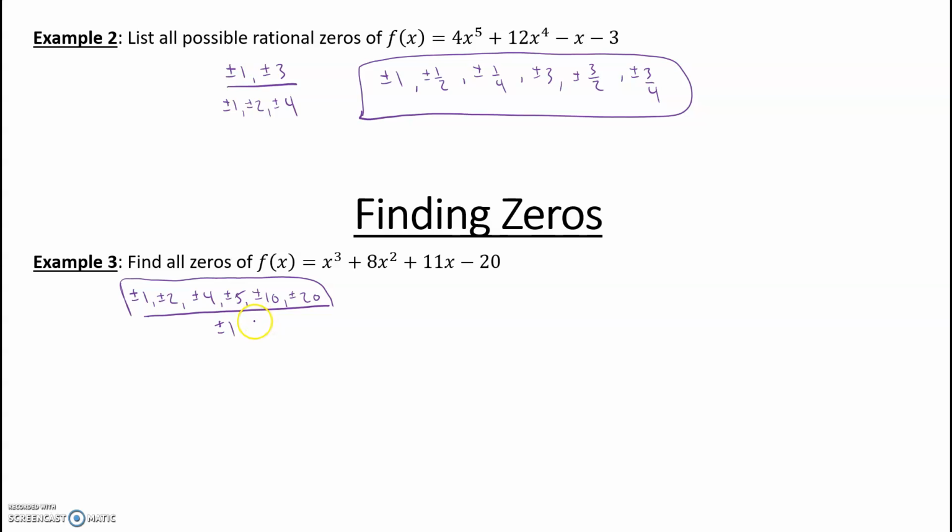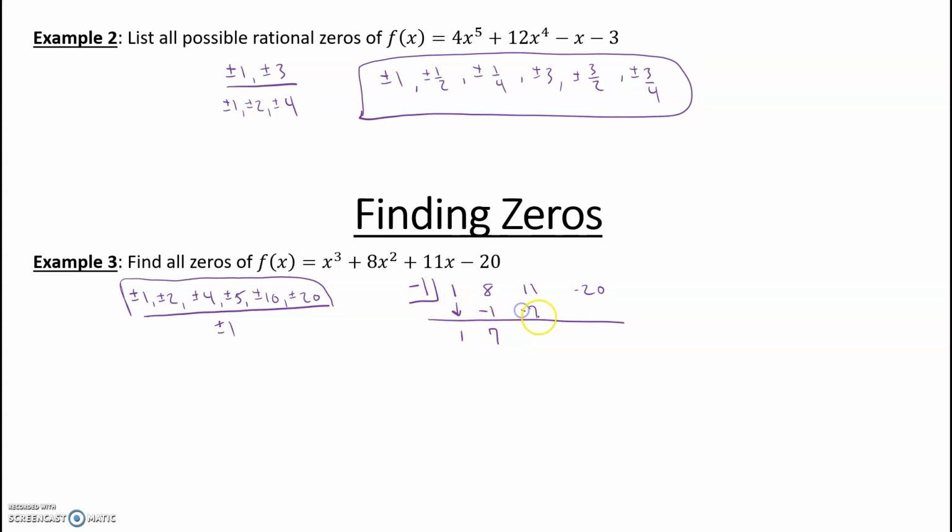You just start, okay? You just have to start. I usually just start at the beginning and work my way through. So let's try -1. We're going to try some synthetic division and see if it's a root. So remember your coefficients are 1, 8, 11, and -20. Going to leave a little space. And the first step, drop it down, multiply, and add.